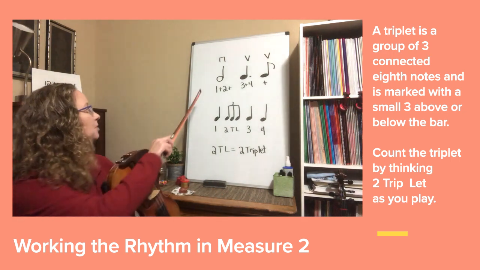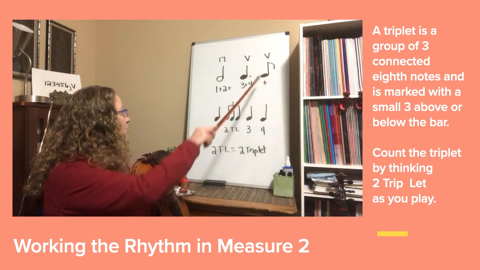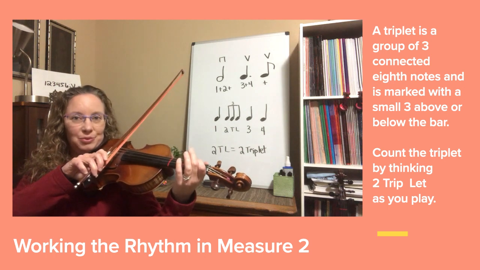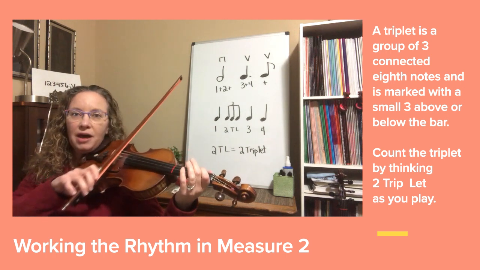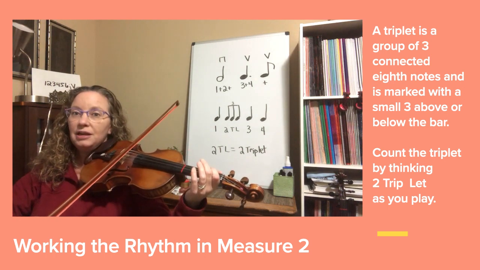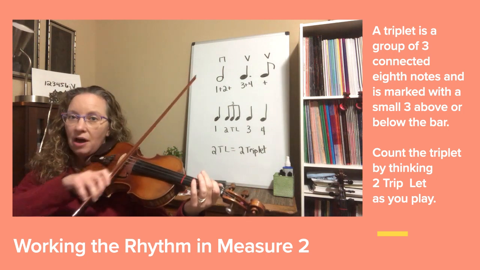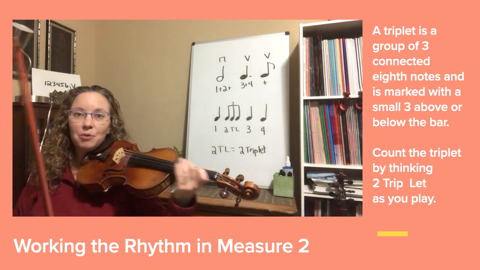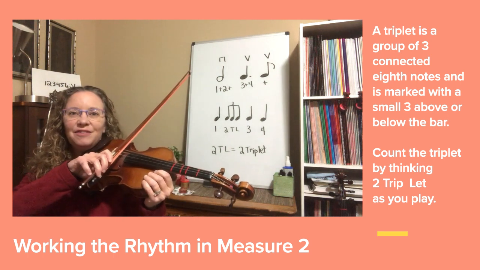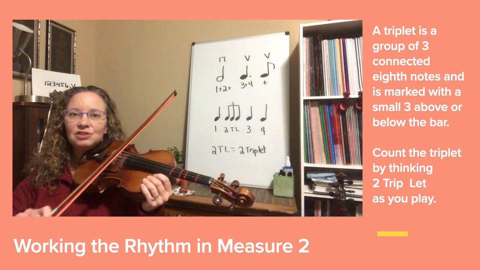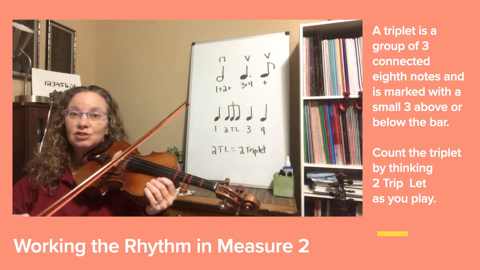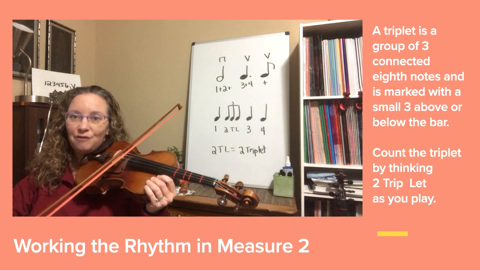Now let's try to put them together. This measure into this measure. 1, 2, 3 and 4 and 1, 2, 3 and 4 and 1, 2 triplet, 3, 4. One more time. 3, 4. 1, 2, 3 and 4 and 1, 2 triplet, 3, 4.